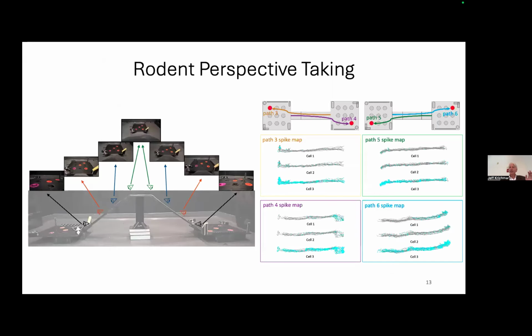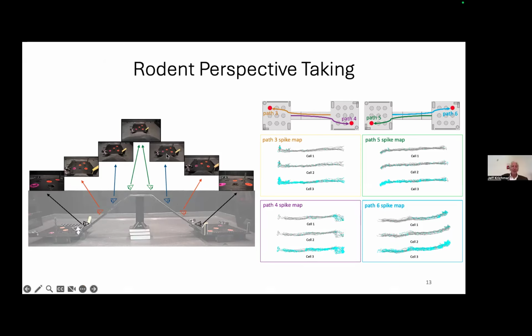And then this is hot off the press work. Doug Nitz's group with Emily Yu in his lab have done this really clever experiment where the rat is up on a pedestal. They shine a laser on one of these wells, and then it has to go down a steep ramp.